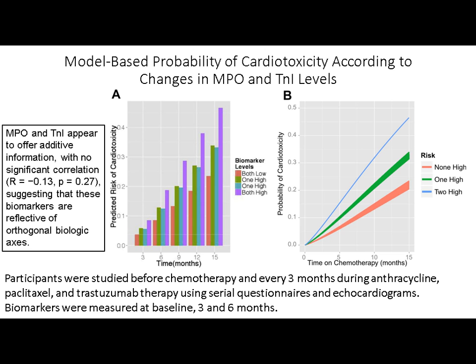The multi-biomarker approach. This is a model-based probability of cardiotoxicity according to changes in different biomarkers. We can see that myeloperoxidase and troponin appear to offer additive information with no significant correlation, suggesting that these biomarkers are reflective of orthogonal biological axes and can have additive value when we're examining several biomarkers.